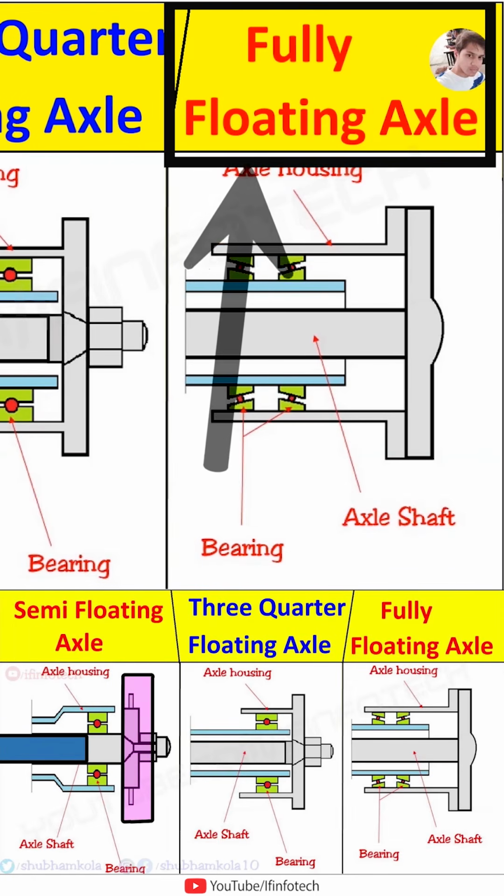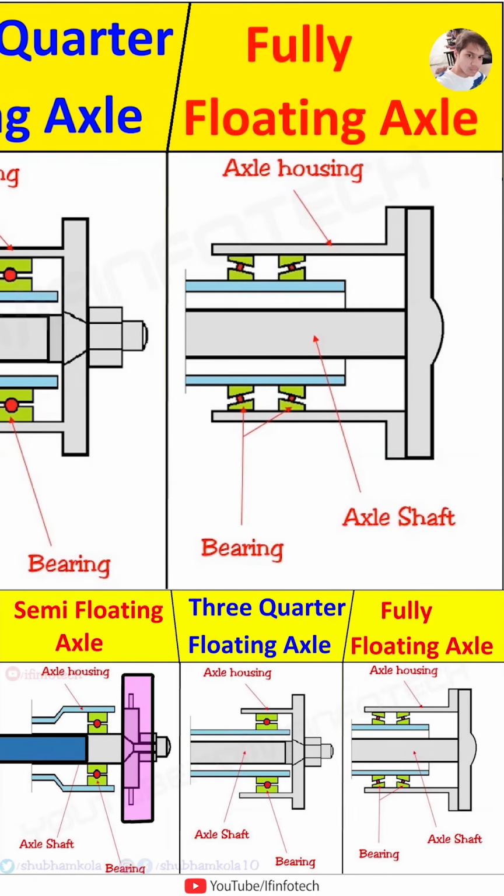The next type is the fully floating axle. In this type of axle, two taper roller bearings are used. The bearings are placed between the axle housing and the wheel hub. Since the load of the vehicle is supported completely by the axle housing, the axle only transmits driving torque. This type is used in trucks.